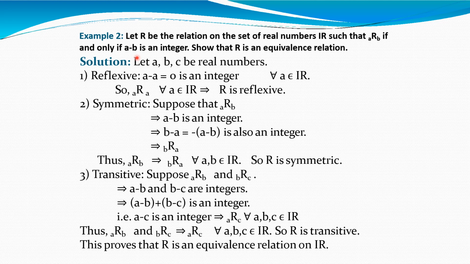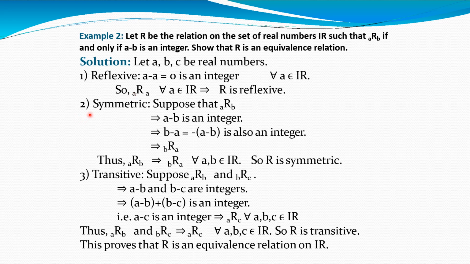Now first we show that R is reflexive. Now to show that R is reflexive, we have to show that a related to a. Now by definition, a will be related to a if and only if a minus a is an integer. So just find a minus a. So whatever a is, a minus a is always 0 and 0 is an integer. So a related to a for all a belonging to R. That means R is reflexive.